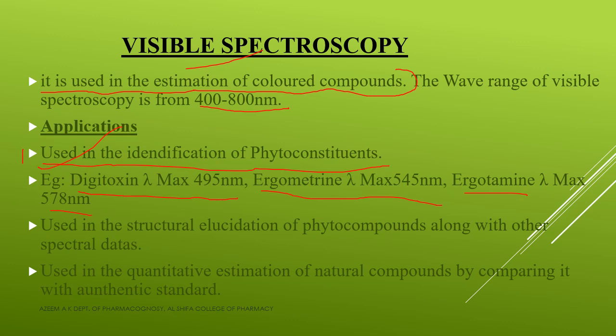The second application is its use in the structural elucidation of phytoconstituents along with other spectral data. Here you should never say that structural elucidation is possible with this alone. Structural elucidation means determination of the structure of a compound, that's all.